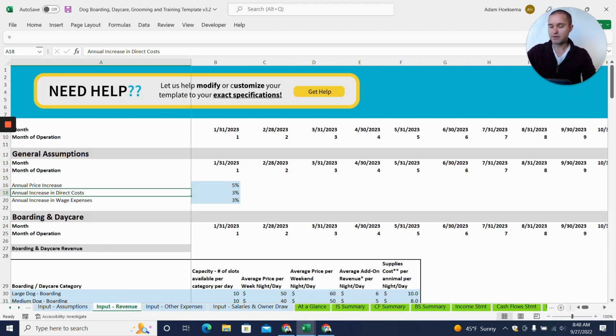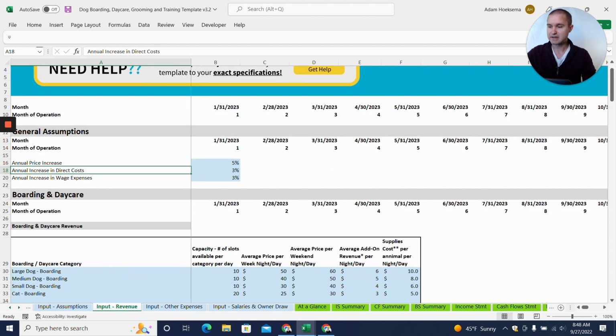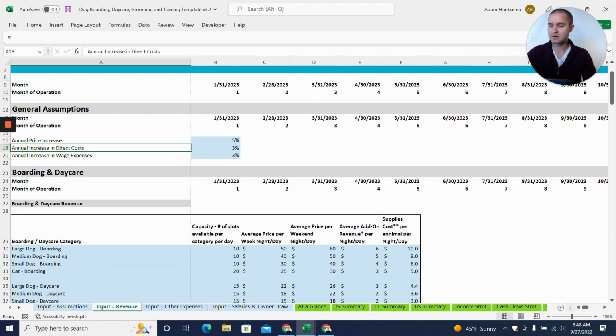All right, let's jump to the input revenue tab. Now, this is where most of the work is done. We can set some global price increases here. So we're saying, hey, all of our prices are going to increase by 5% a year, and our direct costs and our wage expenses are going to go up by 3%.